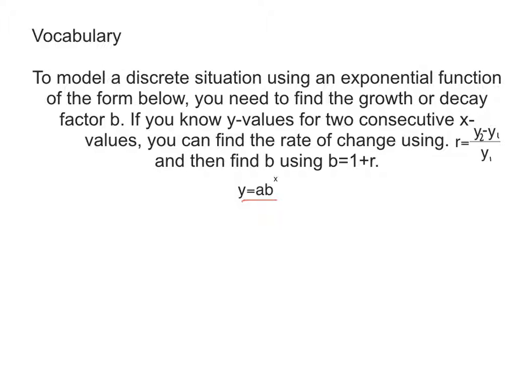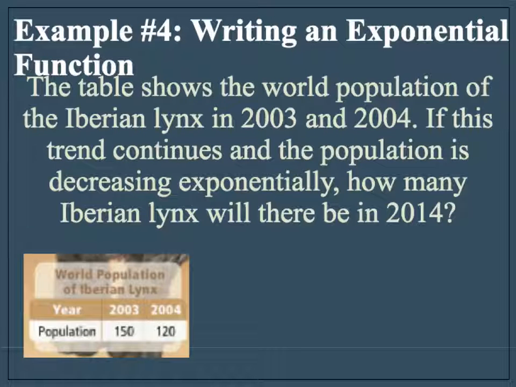So if you know the y values for two consecutive x values, you can actually go back and find r, which will then help you find b. Okay, so that's what we're going to be faced with on our next problem. We may be able to find a pretty easily, but we may not be able to find b so easily, but we can find r if we can use two y values that are from two consecutive x values. So let's take a look at that.